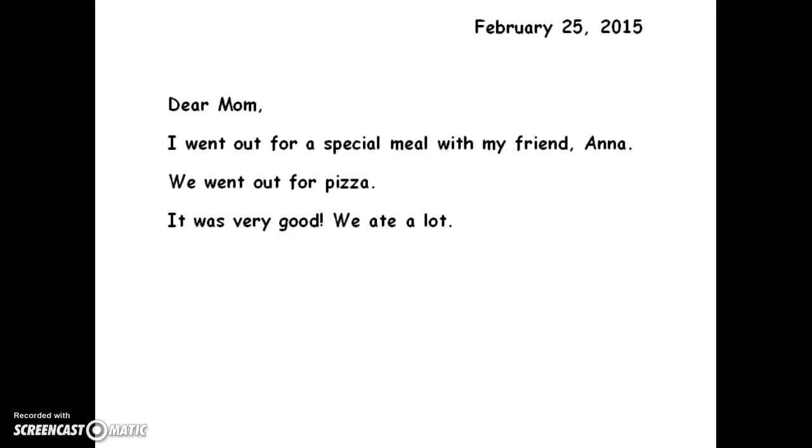My third thing that I included in the body of my letter was that we told the waitress that we did not want dessert. Now it's time for my closing.